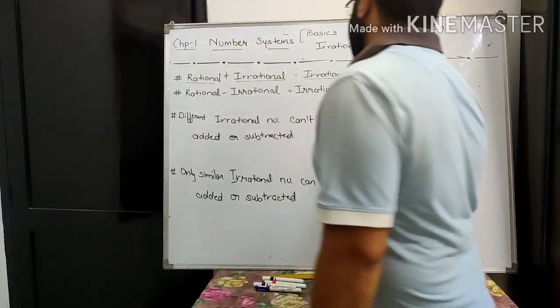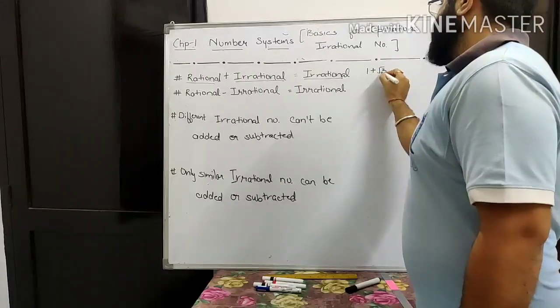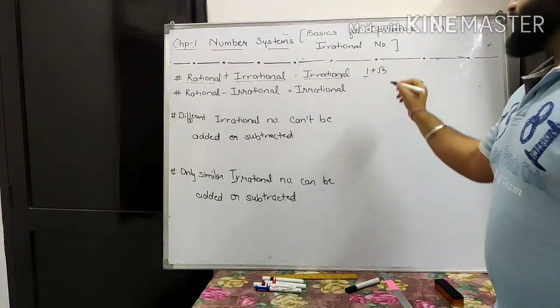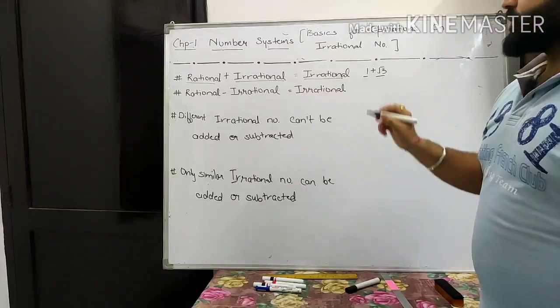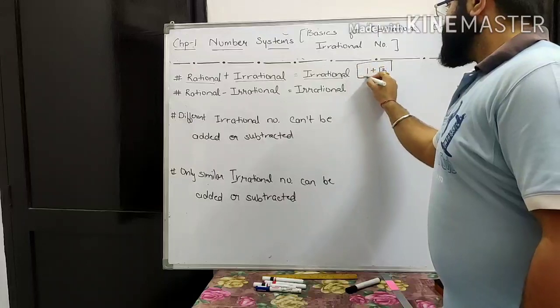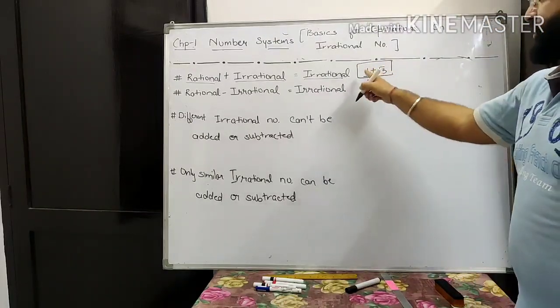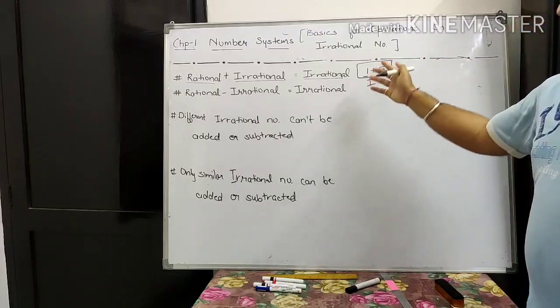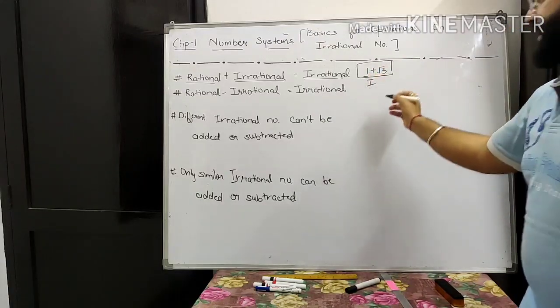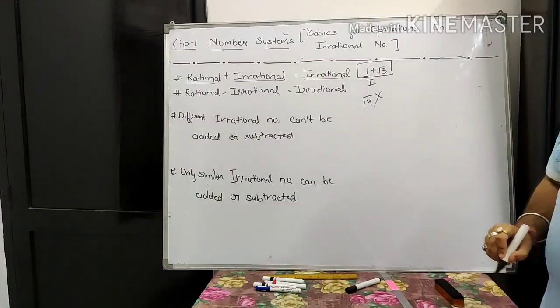Suppose I say 1 plus under root 3. This is a rational number and this is an irrational number. If you add rational with irrational, the overall answer that you will get is irrational again. You cannot add both the numbers in the given manner. You cannot write this as under root 4. In no way can you write this as under root 4.